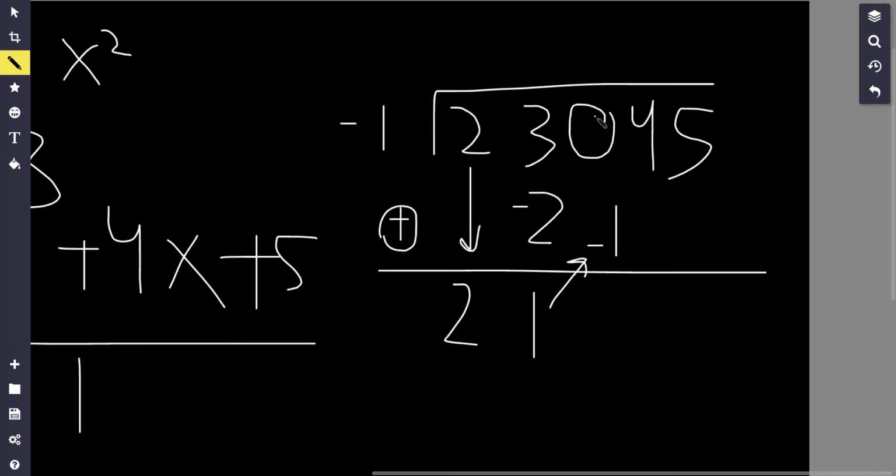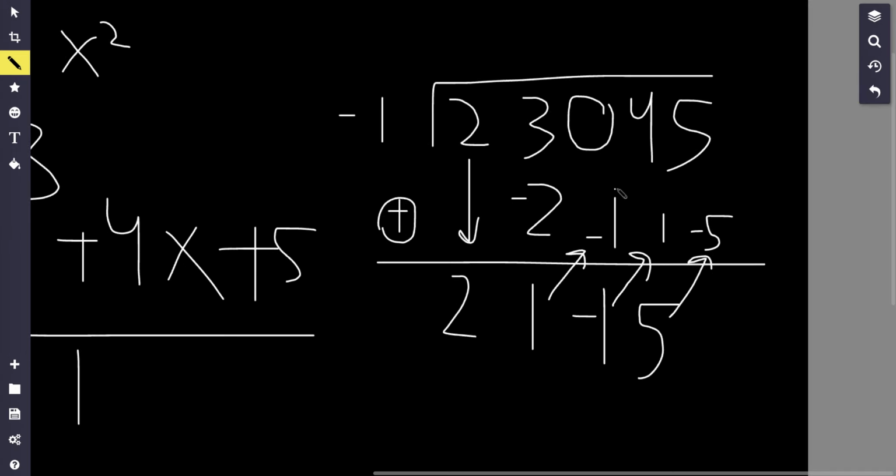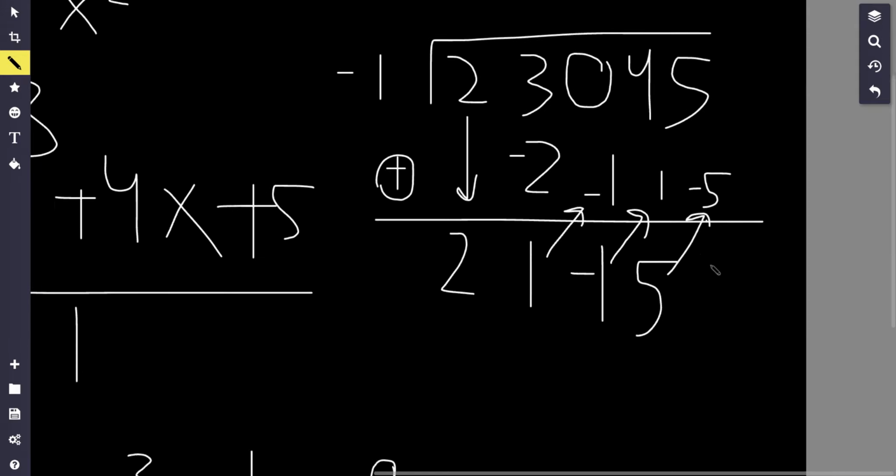-1 plus 0 is going to be -1. -1 times -1 is going to be just 1. 4 plus 1 is going to be 5. 5 times -1, that's going to be -5. And 5 plus -5 is going to be 0.